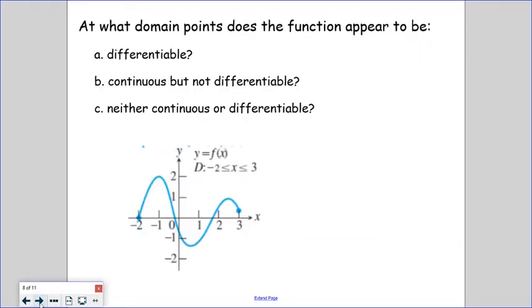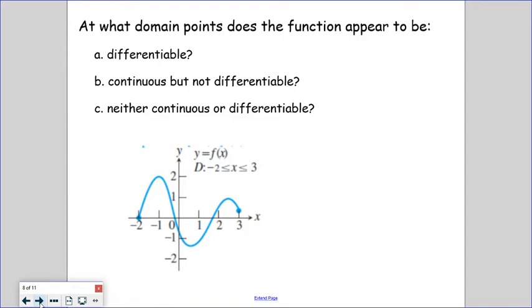Moving on, given a picture like this one, we're going to talk about where it is differentiable, where it is continuous, etc. So looking at this, it says, at what domain points does the function appear to be A, differentiable, B, continuous but not differentiable, and C, neither continuous nor differentiable? Okay, so if we look at that picture, let's talk about the whole differentiable thing.